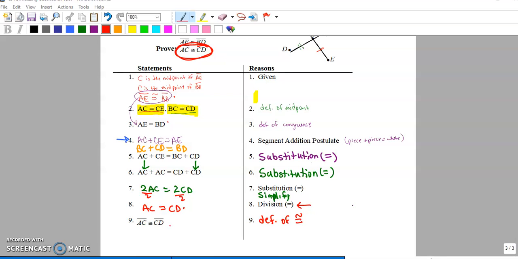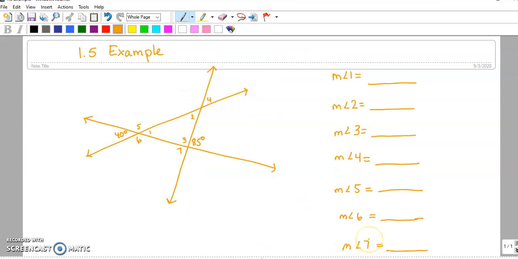I want to also look at this one other. I'm trying to get this all in quick here. So another thing you might have here is this type of diagram where we need the missing angle measures. So this is so much nicer than the proofs. So vertical angles are equal. So if this one is 40, this one is also 40. So angle 1 is 40 degrees. Okay? Now, you also know that over here, if this one is 85, then this one is 85. So angle 7 is 85.